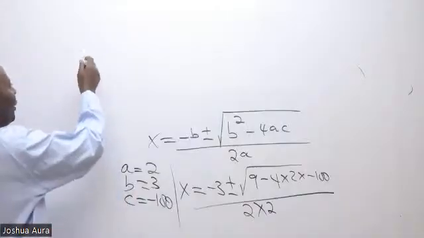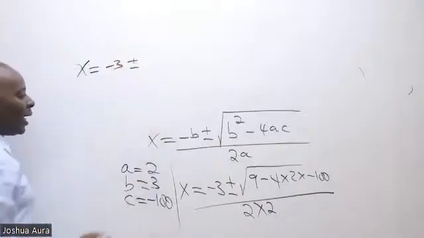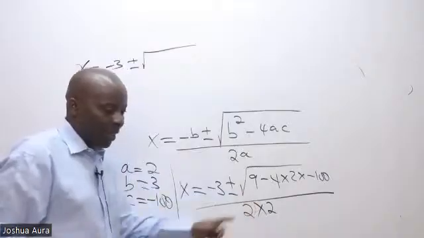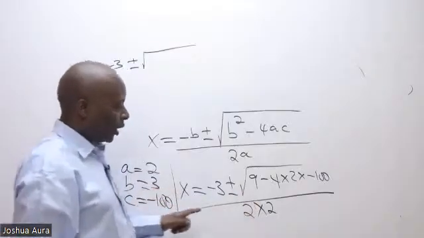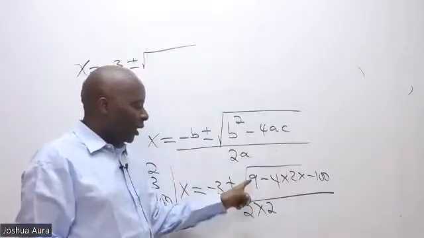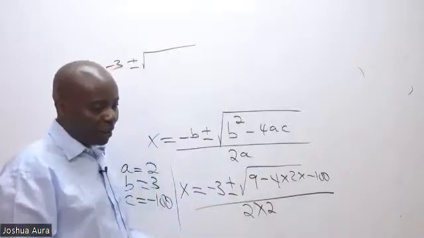So my x, ladies and gentlemen, here will be equal to minus 3 plus or minus. Can you kindly give me this figure that we have under the square root? Go there with your calculator. Say 9 minus 4 times 2 times minus 100. What are we getting there, somebody?